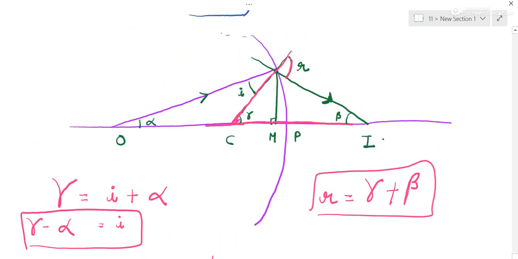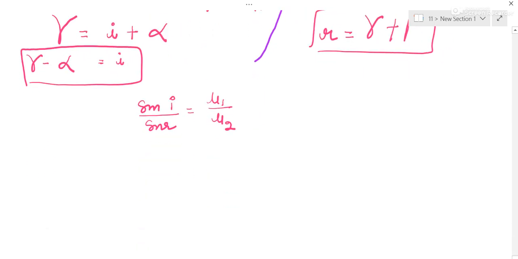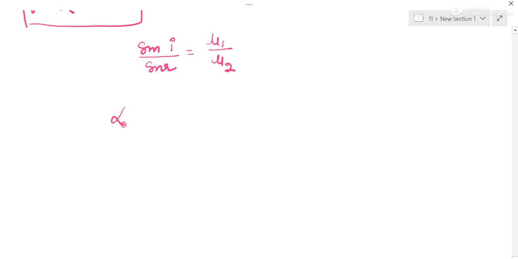Okay. Then object distance is minus U. PC is minus R. But PI this time is plus V because it is in the direction of the incident ray. That is the sign convention. So these are okay. So this was a case of denser to rarer. So, the result would be what you got in the previous one. That is mu 1 by V minus mu 2 by U is equal to mu 1 minus mu 2 by R. It is denser to rarer.